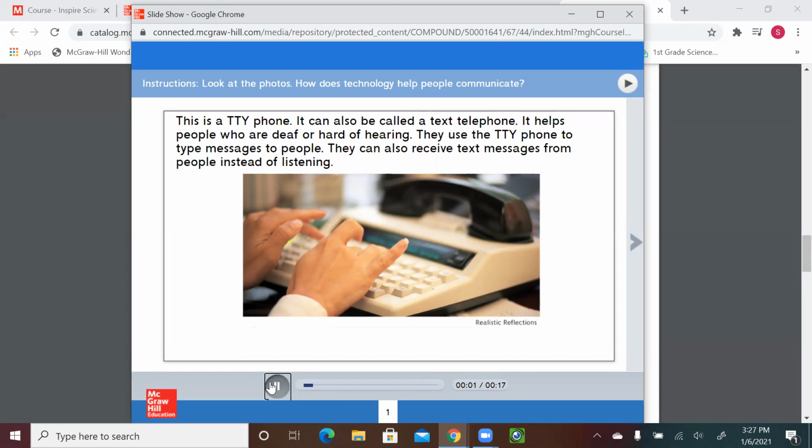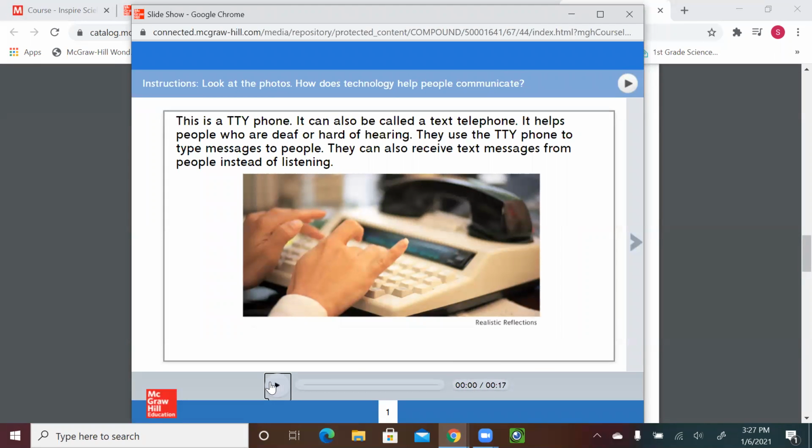This is a TTY phone. It can also be called a text telephone. It helps people who are deaf or hard of hearing. They use the TTY phone to type messages to people. They can also receive text messages from people instead of listening.